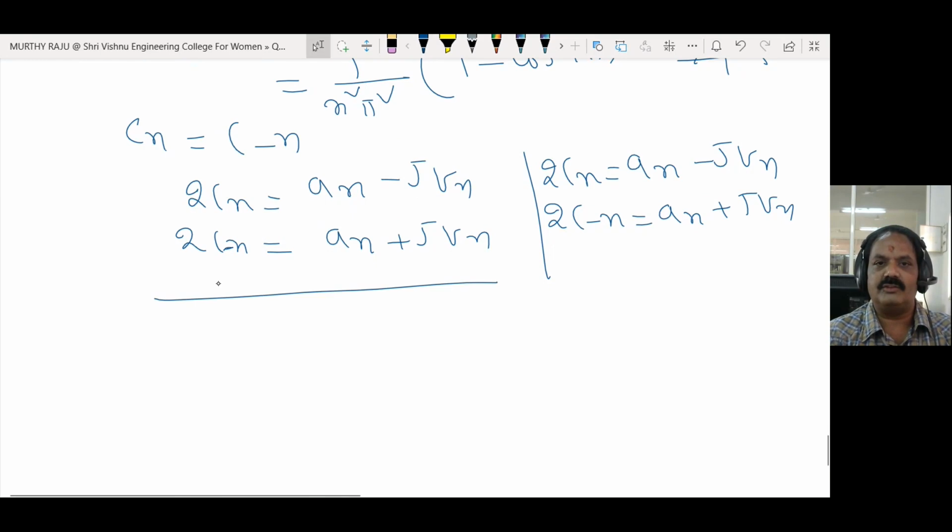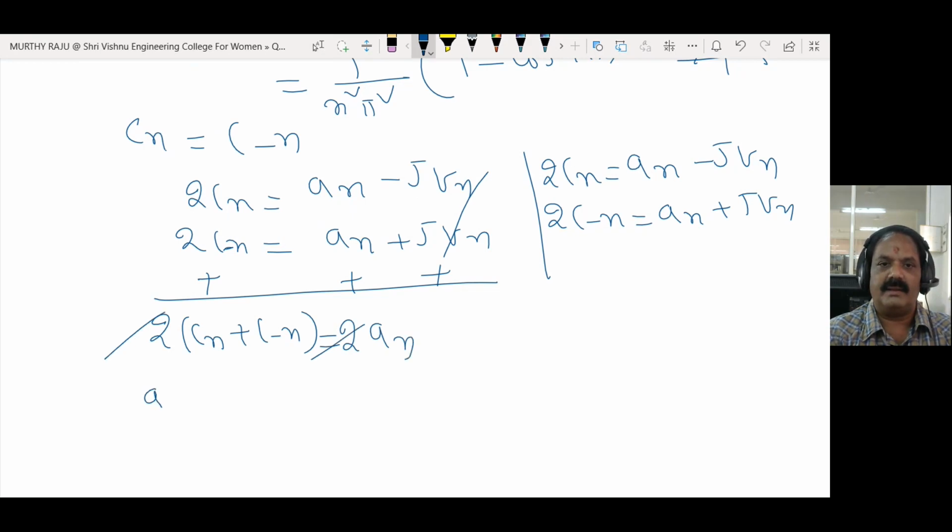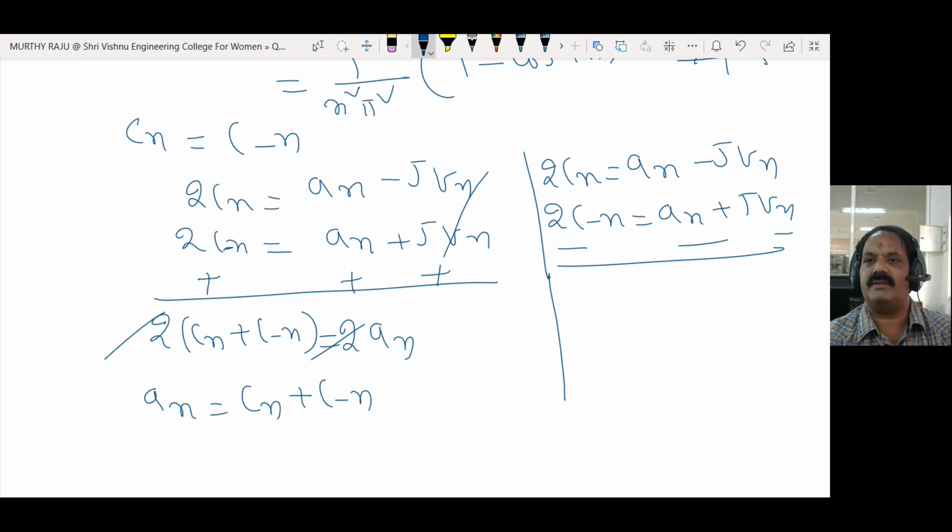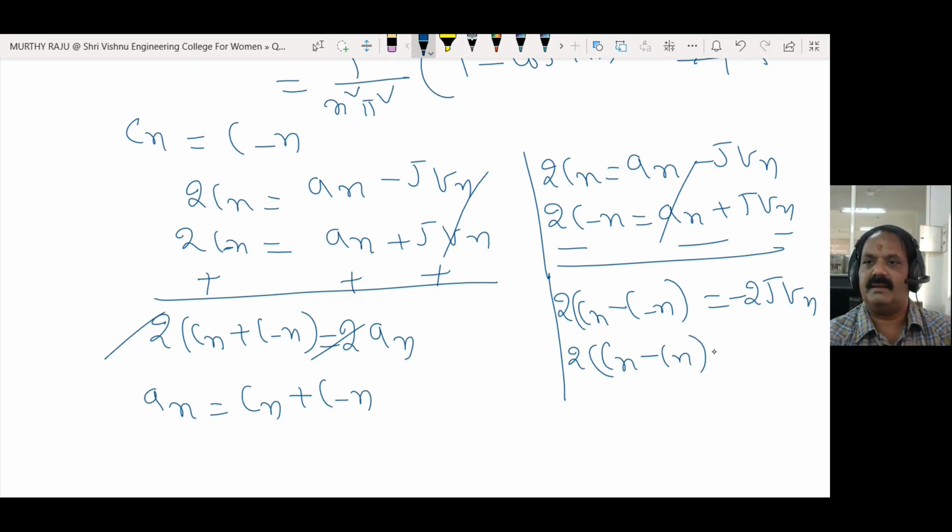These two equations are added: 2 into Cn plus C minus n. These two are cancelled, 2An. Therefore, An is equal to Cn plus C minus n. Subtract these two equations, these two are cancelled. 2 into Cn minus C minus n is equal to minus 2jBn. Cn is equal to C minus n, therefore Cn minus Cn is 0. Therefore, Bn is equal to 0.